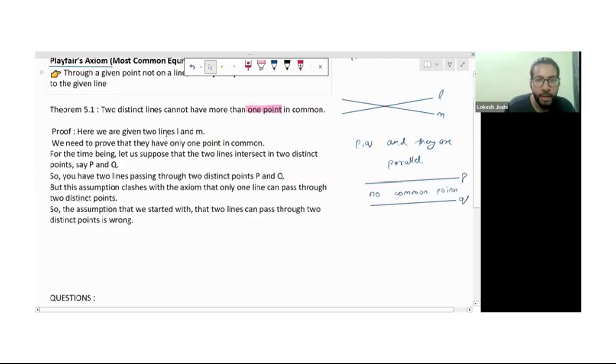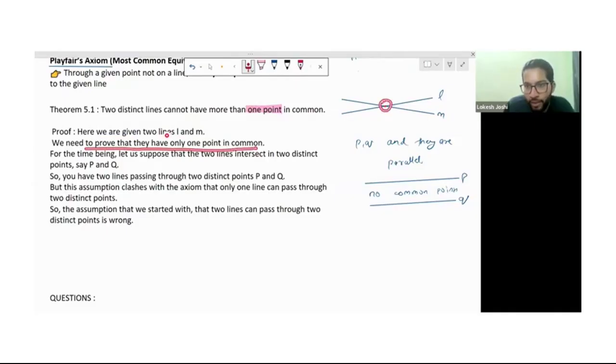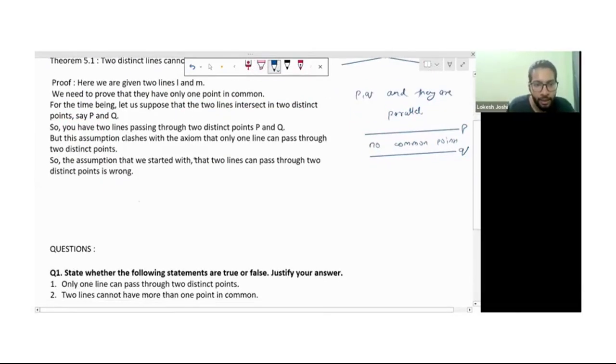Now I am giving the proof for the case where they intersect. Here we have two lines L and M. We need to prove that they have only one point in common, which is this point. We have to show that there is only one unique point. So for the time being, let us suppose that two lines intersect in two points, say P and Q.